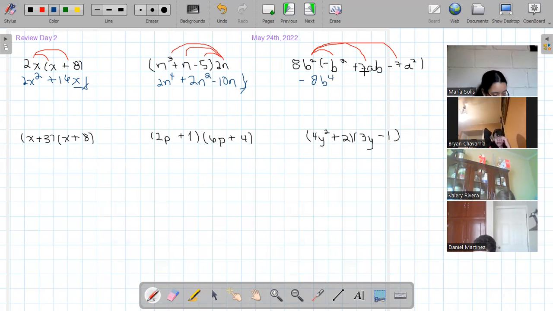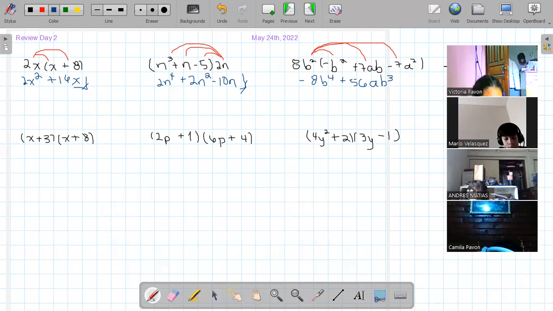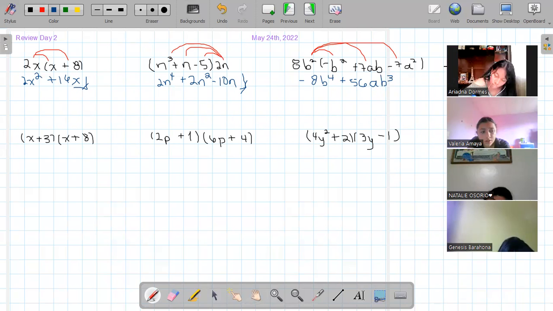Now 8b squared times 7ab. Positive 56 ab to the third power. Very good. Why do we copy the a? Because it's a different variable, so I cannot add the exponents. Now the very last one, 8b squared times negative 7a squared.